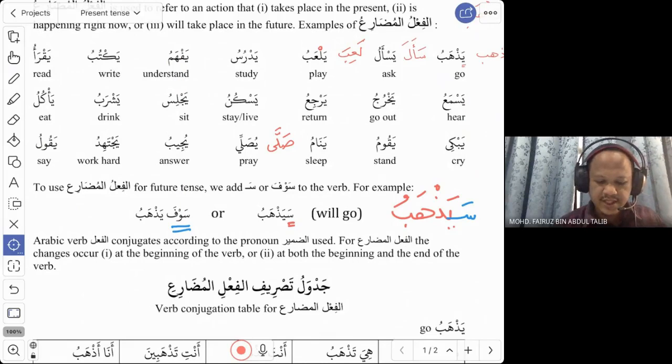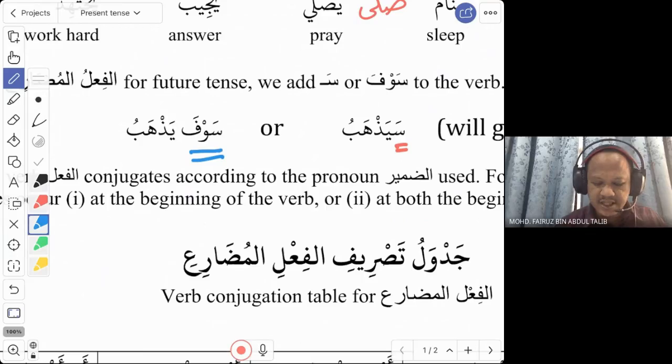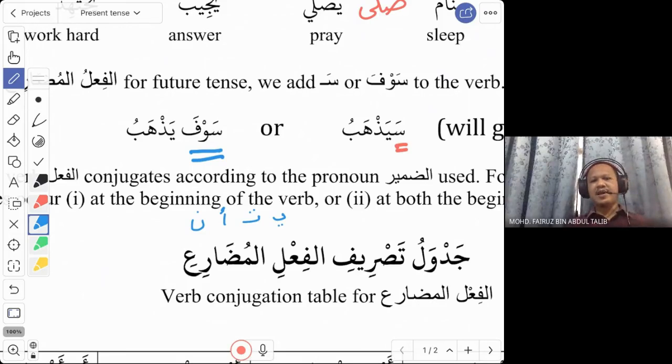Now, with regard to the changes, if you still remember, for fi'il madi, past tense, the changes are all in the end, like zahaba, zahabu, zahabat, zahabta, zahabna. Zahabtunna, zahabtu, and zahabna. That is for the past tense. But for fi'il mudare, the changes are either at the beginning of the verb, using one of the four letters that I mentioned just now: the ya, the ta, the alif, and the nun. So you will see one of these.